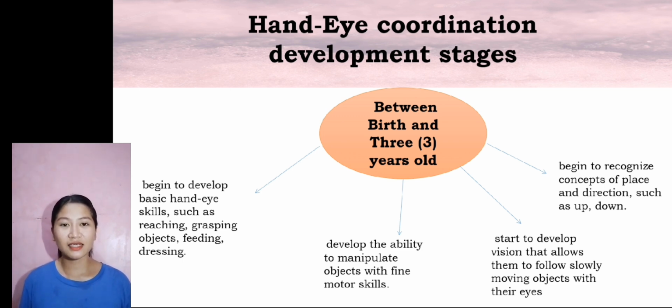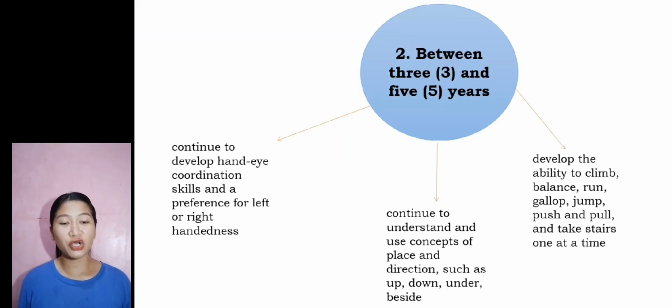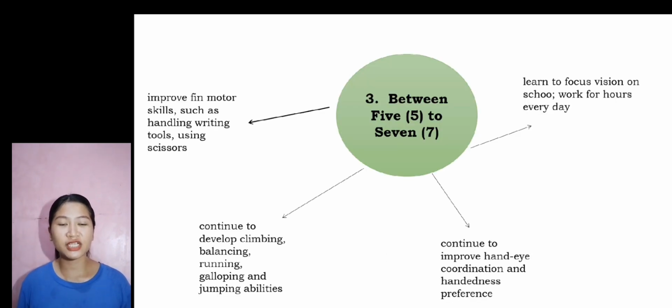And the last is they are able to develop the ability to manipulate objects with their fine motor skills. Between the ages of 3 to 5 years old, children continue to refine their hand-eye coordination skills and gain more control over their fine motor movements. They continue to develop hand-eye coordination skills and a preference for left and right-handedness.